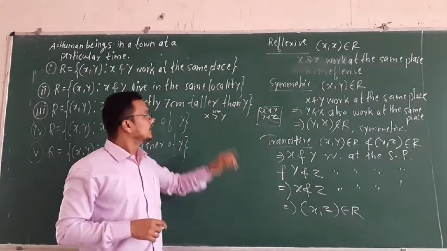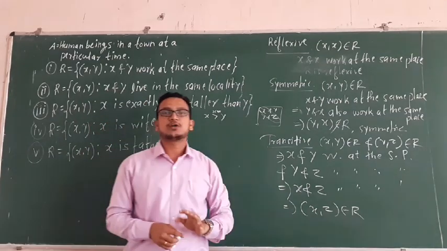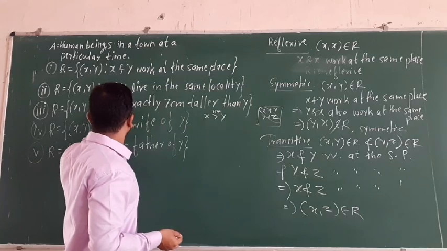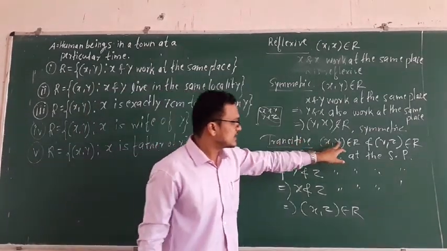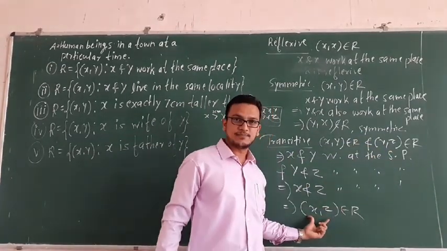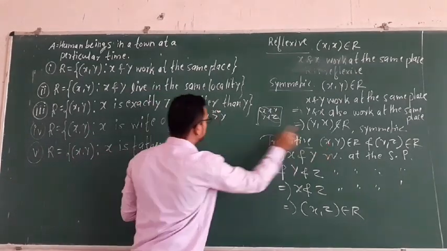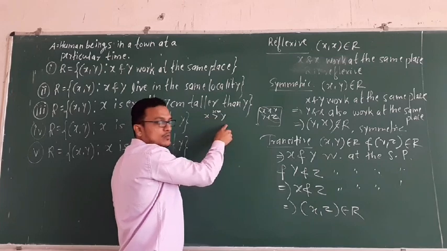So for this third example, R is not symmetric. Now, for this relation, you check the transitivity. What does transitivity say? (x, y) belongs to R and (y, z) belongs to R should imply (x, z) belongs to R. We'll check it. (x, y) belongs to R means x is exactly 7 centimeters taller than y, so x is greater than y.